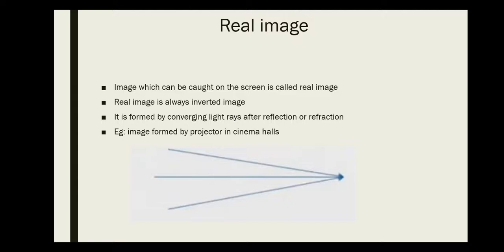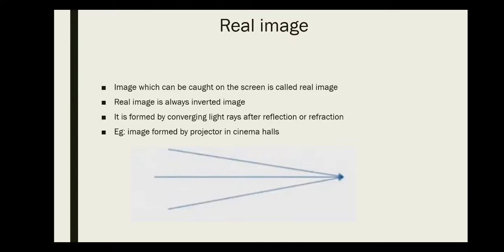Real image. An image which can be caught on a screen is called a real image. We can see that image on a screen. That is called a real image. A real image is always an inverted image.